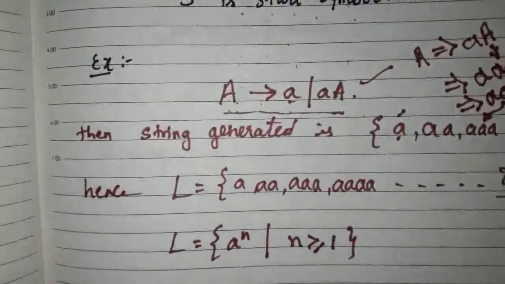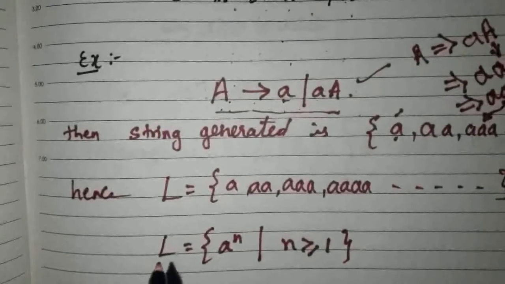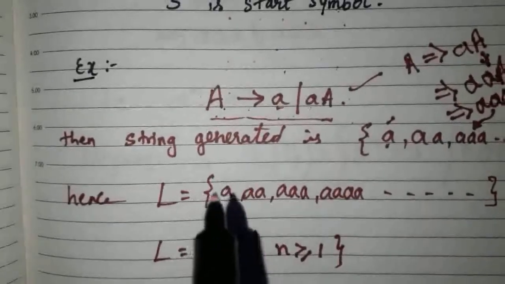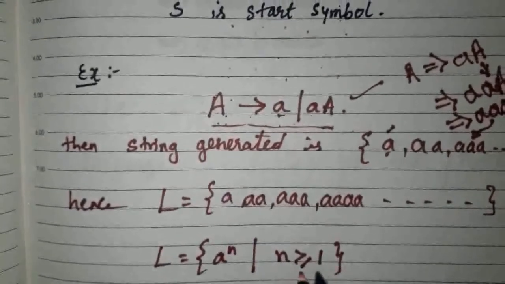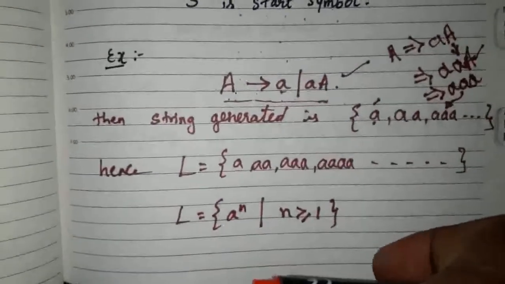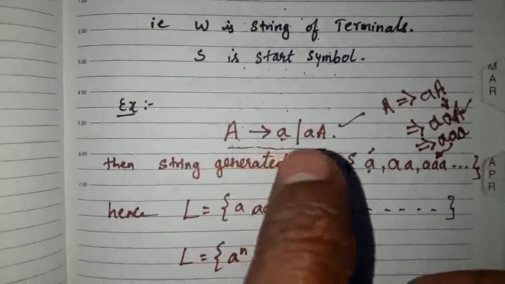So we define this language as a to the power n, where the minimum number of a's is 1. That's why the value of n is greater than or equal to 1 here. So this is an example of the language that is obtained from the given grammar.